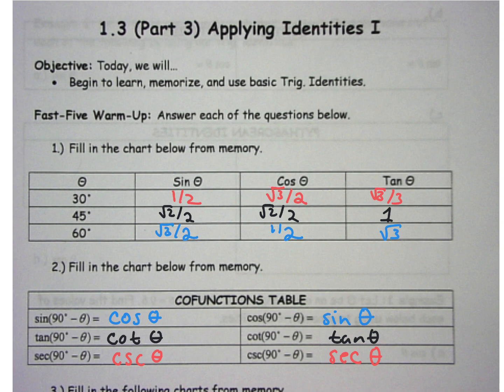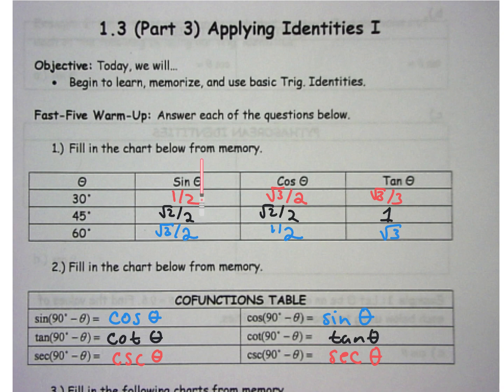So here in 1.3 part 3, applying identities 1, you want to take a second and just check to make sure that you have those charts filled in. This would not be a case where you want to have wrong things in your notes. So with regard to completing these two charts, it helps you build that sequencing of the identities we talked about.